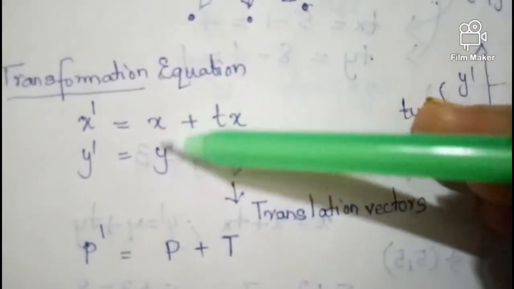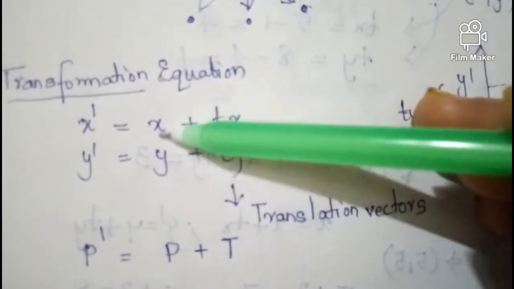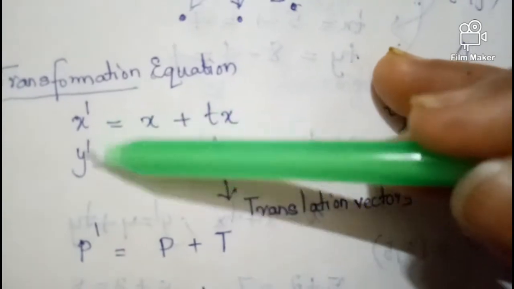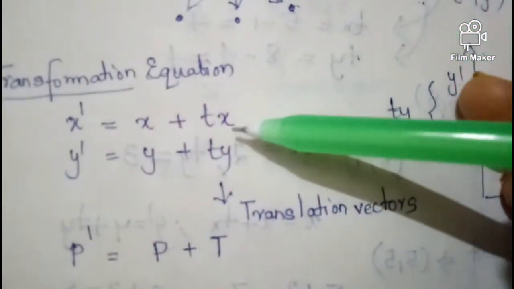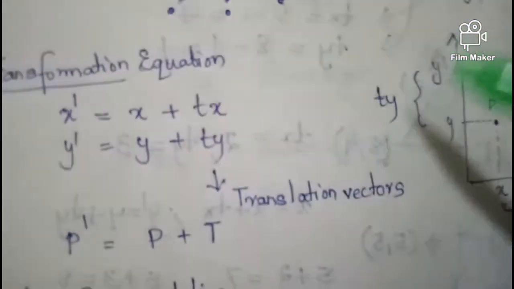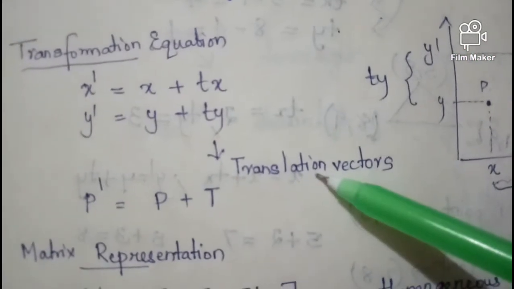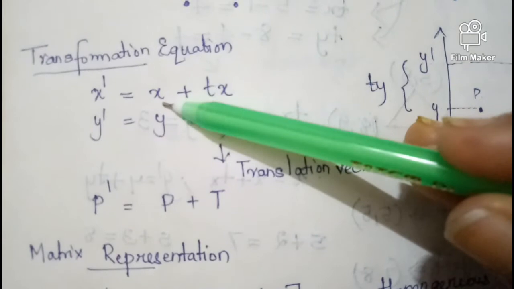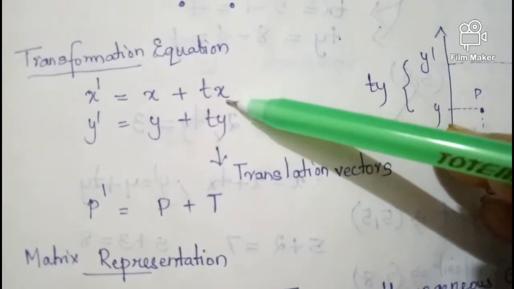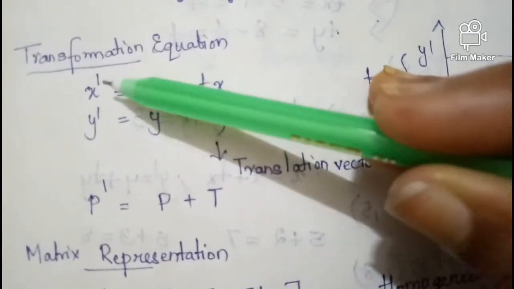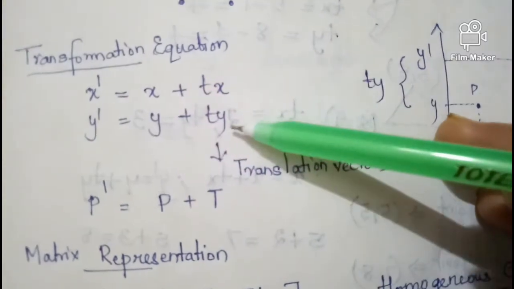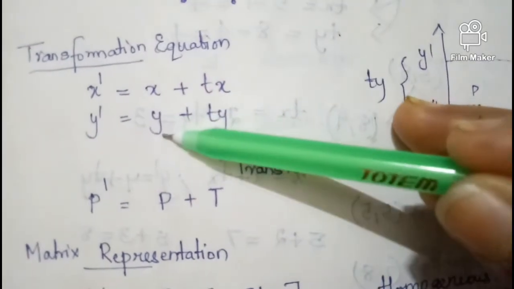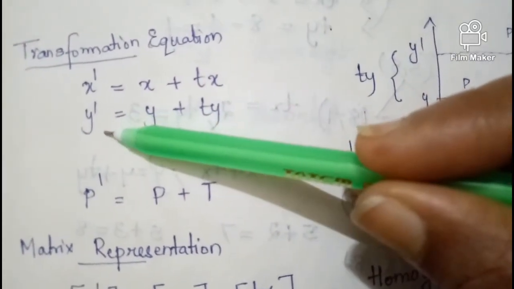Now we know that x and y belong to the original position. x dash and y dash belong to the new position. And tx and ty are together known as translation vectors. So I can say when translation vector tx is added to x, I got x dash, and when translation vector ty is added to y, I got y dash.